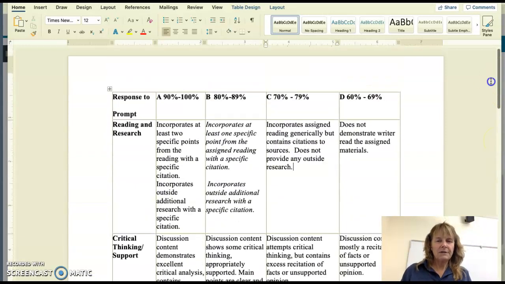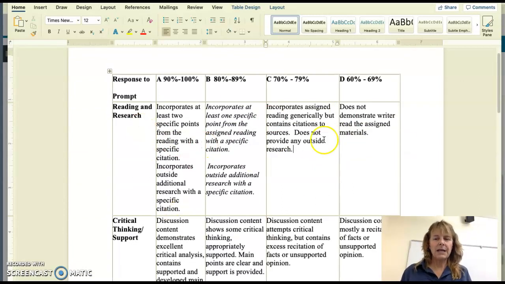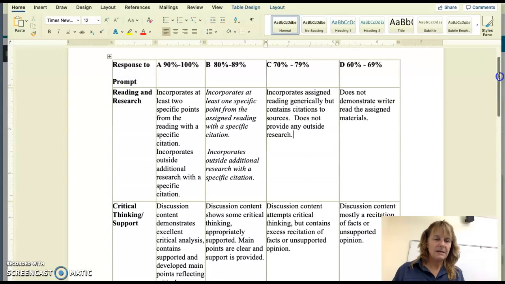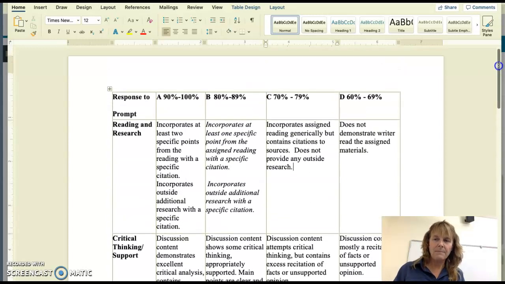So look at all these. This is to help you understand where your performance is in terms of the outcomes that we're looking for. In a discussion, usually we're looking for you to show that you understand what you read and that you can connect it to other learning in the program, in the classroom, and outside of the classroom.